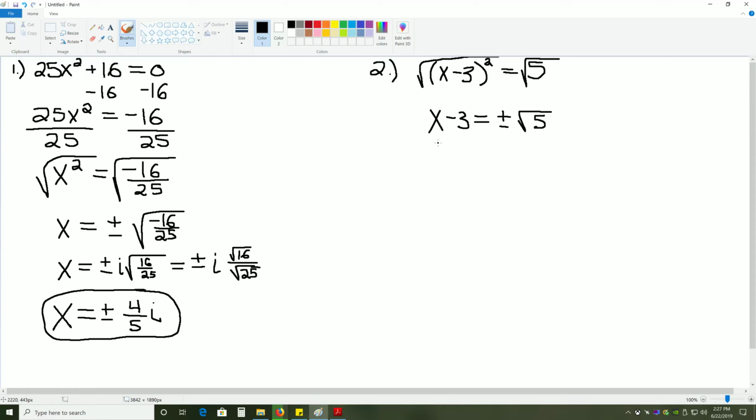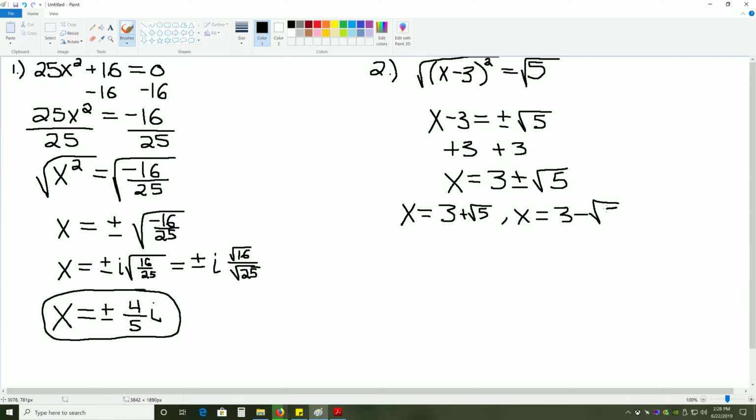Now from here, to get the x alone, we will add the 3 to each side of the equation, giving us x equals 3 plus or minus the square root of 5. And just to write this out, this means that x equals 3 plus the square root of 5, or x equals 3 minus the square root of 5. And those are the two solutions to the original problem.